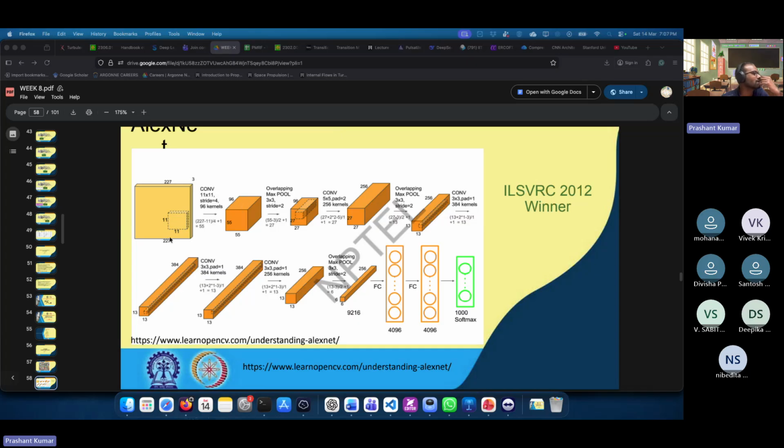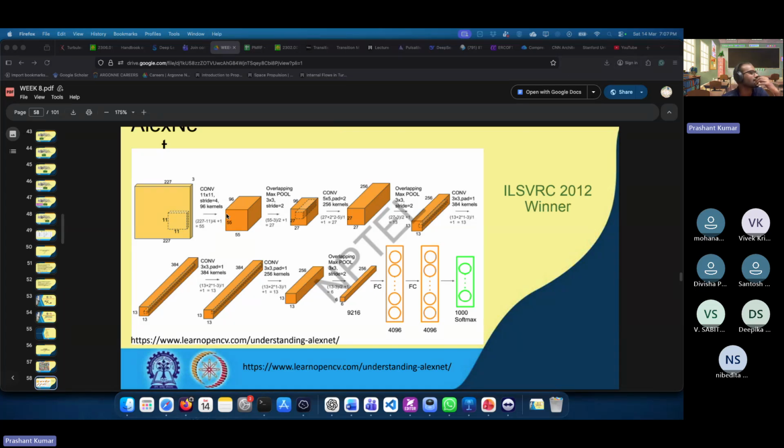So basically, you can calculate it. It will become 227 minus 11, so 216, divided by 4, which is 54, plus 1. Right, so 55.